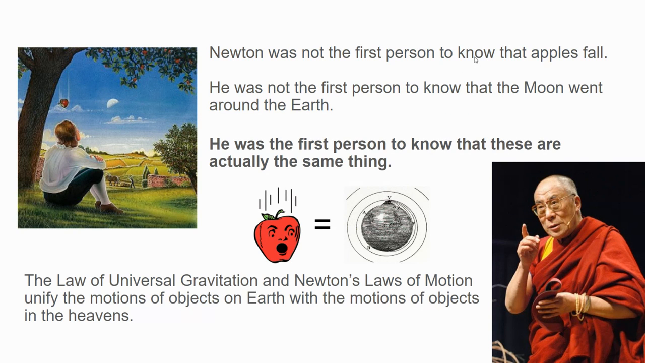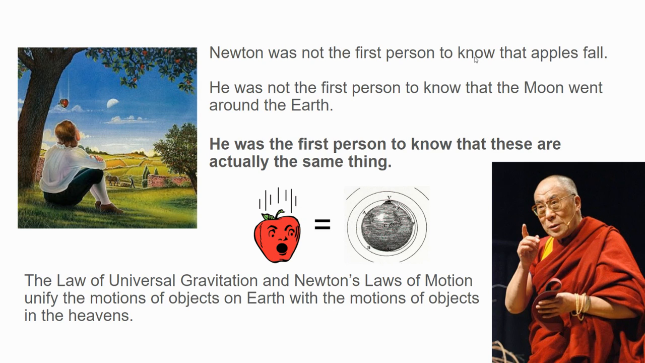The genius of Newton is realizing that these are actually the same thing. The apple falling to the Earth is the same thing as the moon going around the Earth. Not even that they're similar. They're really actually the same thing. It's gravity doing both things.